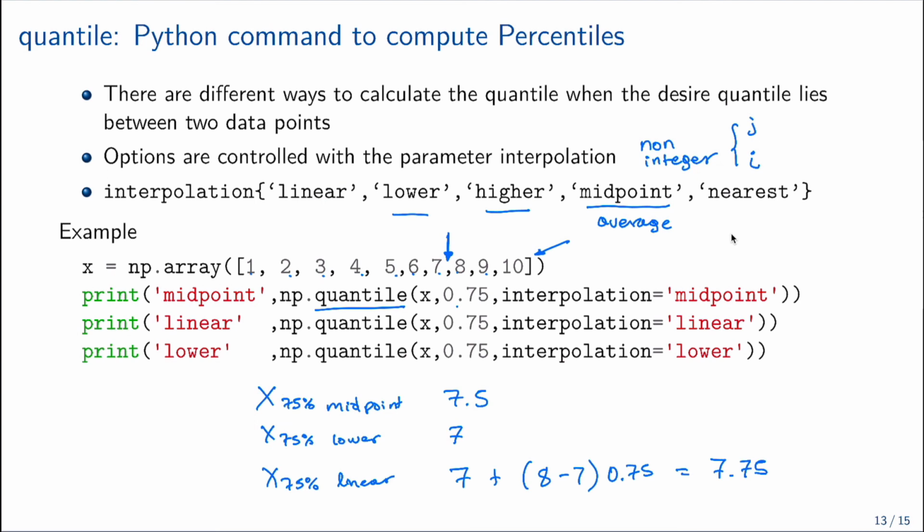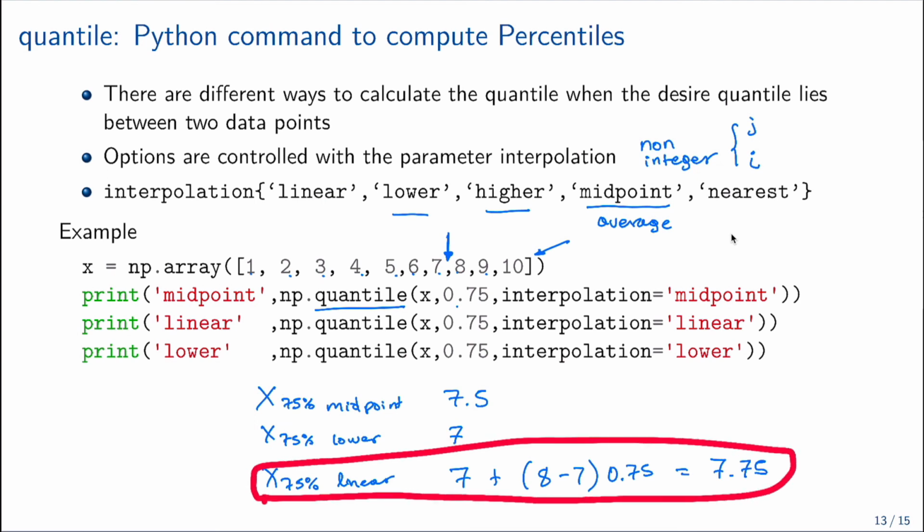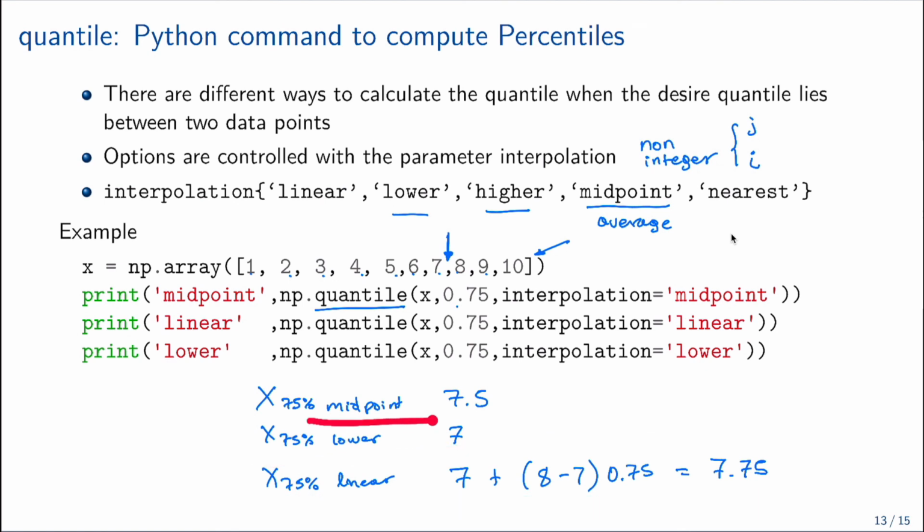And as a matter of interest, the default in most of the software is the linear one. It's not the midpoint, the one that we have in the book. So be aware, when we need to calculate the percentiles and the quartiles and you use the software, that usually the approximation that it is going to give you is the linear approximation.